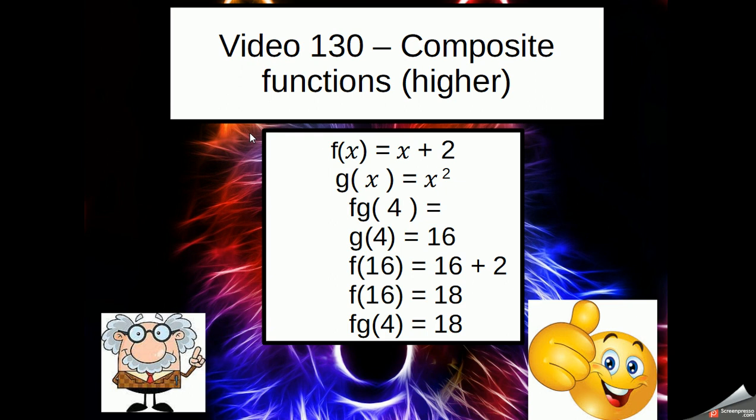The g of 4 is 16. The f of 16 is 18. So the fg of 4 is 18.